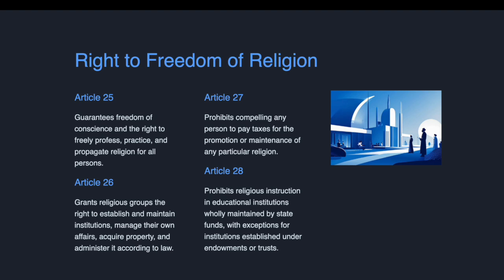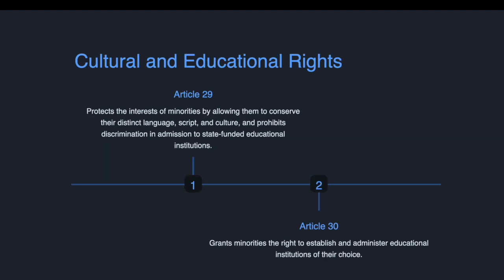Article 25 guarantees freedom of conscience and the right to freely profess, practice, and propagate religion for all persons. Article 26 grants religious groups the right to establish and maintain institutions, manage their own affairs, acquire property, and administer it according to law. Article 27 prohibits compelling any person to pay taxes for the promotion or maintenance of any particular religion. Article 28 prohibits religious instruction in educational institutions wholly maintained by state funds, with an exception for institutions established under endowment or trust.